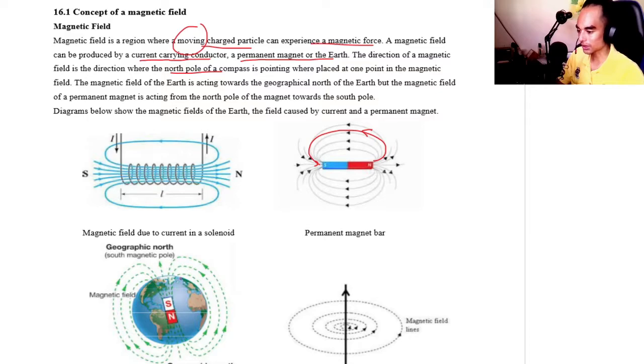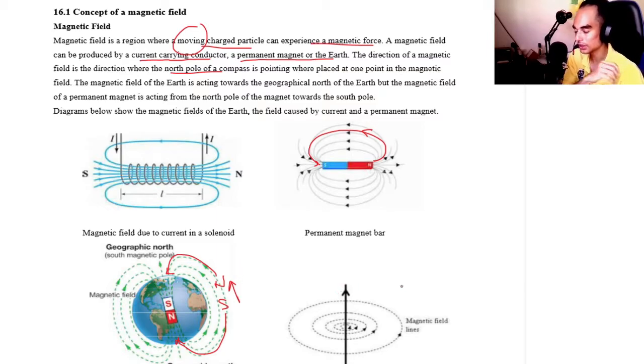And you have to remind yourself that on the Earth, the south pole is on the top, and the north pole is at the bottom. But when you use a compass, the north will be attracted to the south, and the south will be attracted to the north. So you see that the north of the compass is showing the south of the Earth. So actually the south is at the top, north at the bottom.